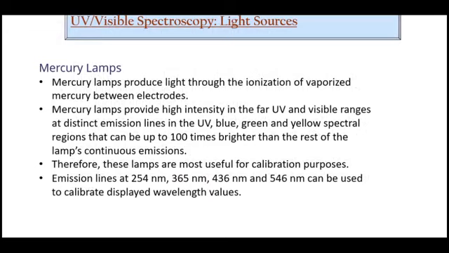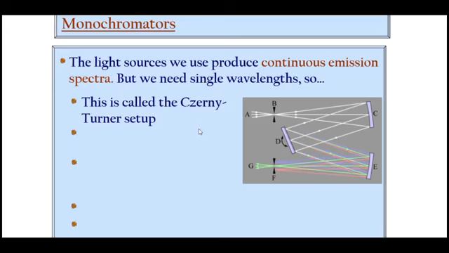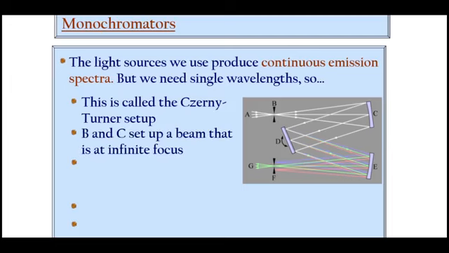The UV spectrophotometer can also have a halogen lamp as its light source, which ranges from 350 nanometers to 3500 nanometers. The mercury lamp is another type of lamp which can be used in the UV range. The monochromator is another component of the spectrophotometer. The light source we use produces a continuous emission spectrum.